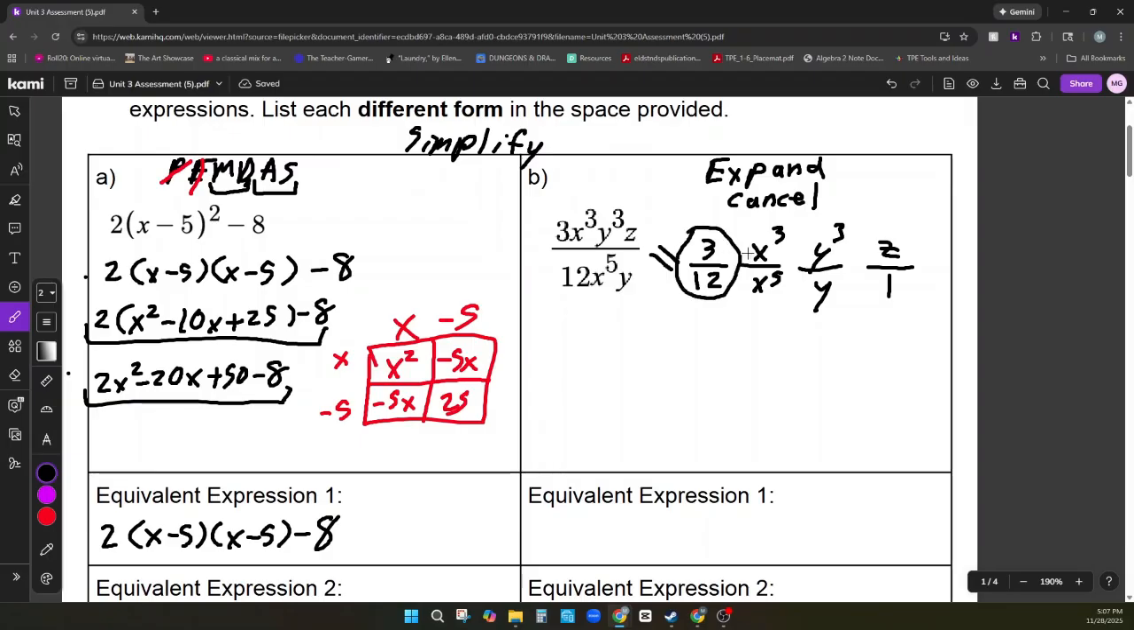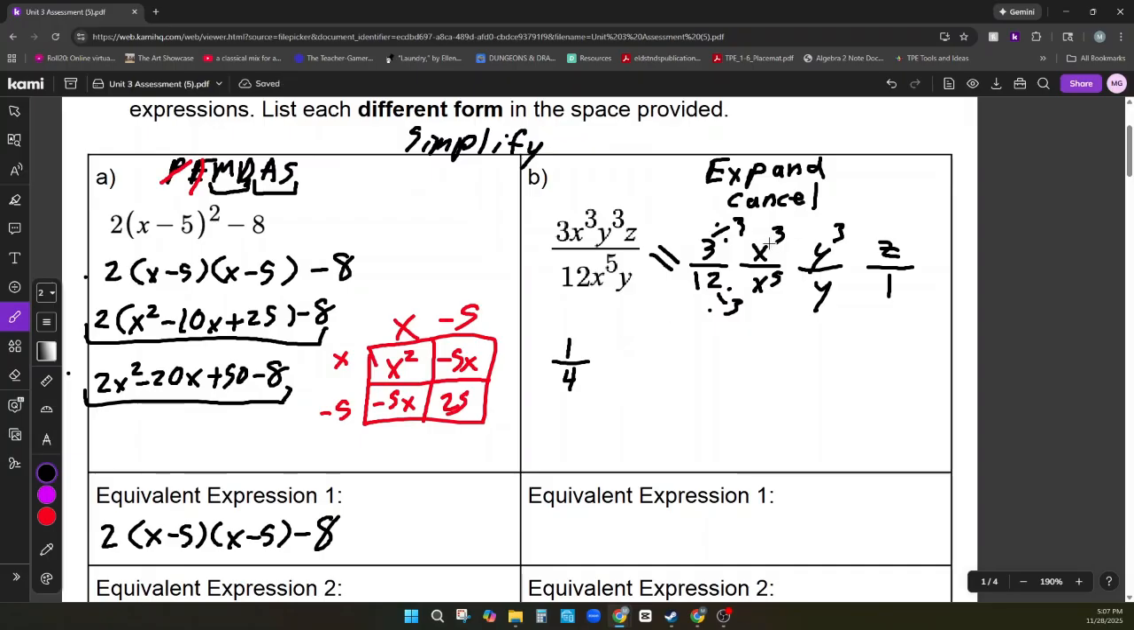So looking at 3 over 12, well, I recognize that 3 and 12 are both part of the 3 multiplication fact family, which means I have a 3 in common, so I could divide out a 3, giving me 1 over 4.